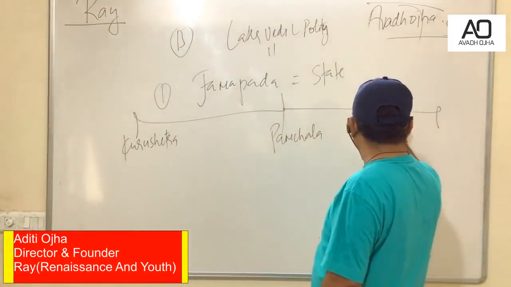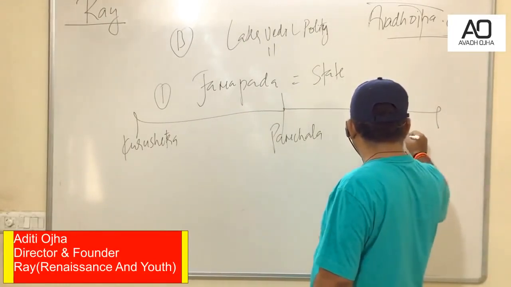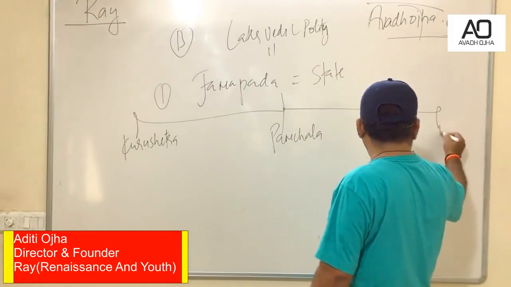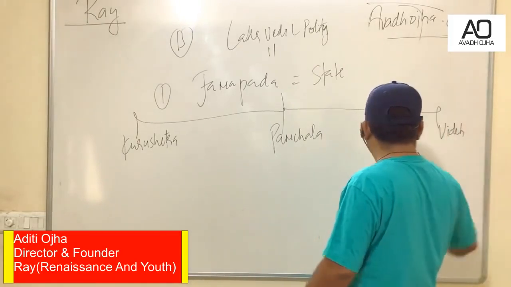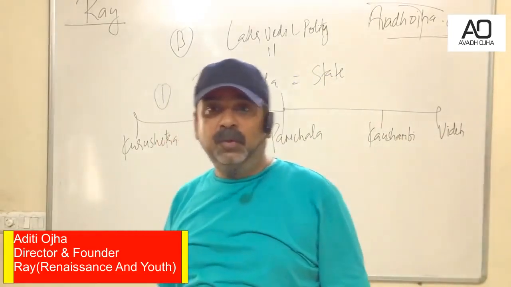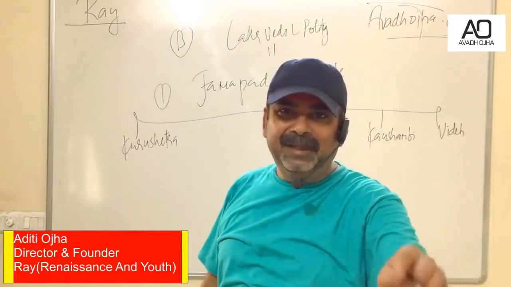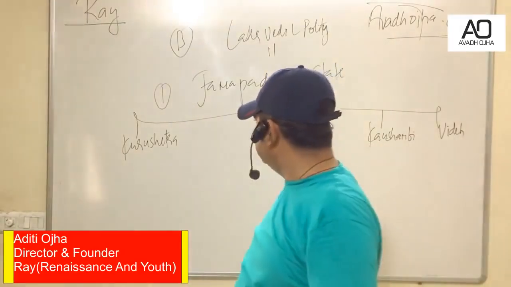Then Kaushambi. And finally, Videha, mainly related to Raja Janak. So change in economy led to the change in polity.